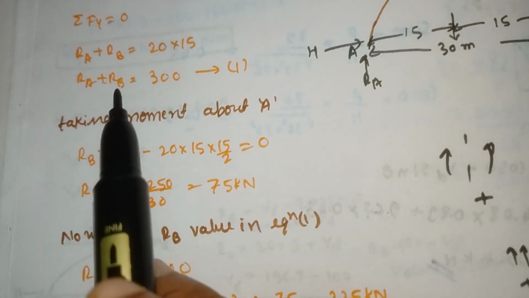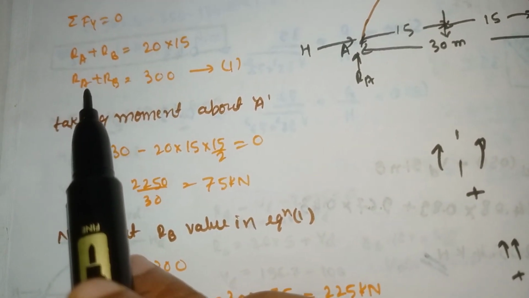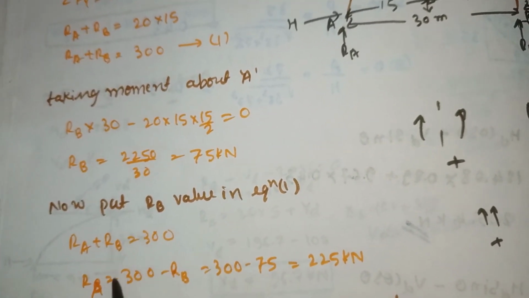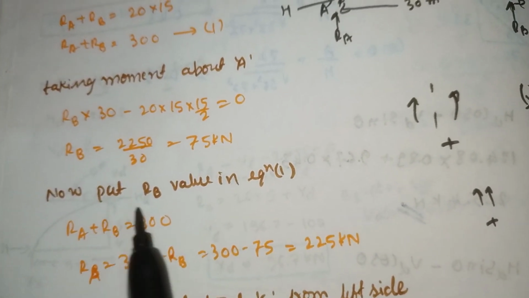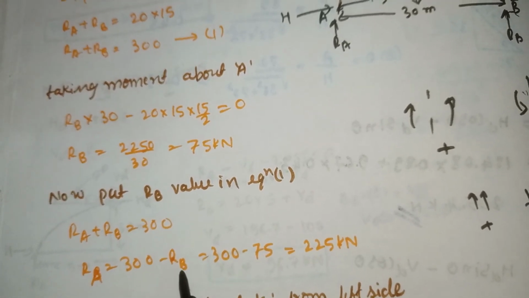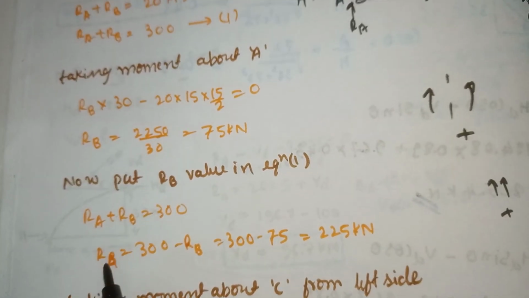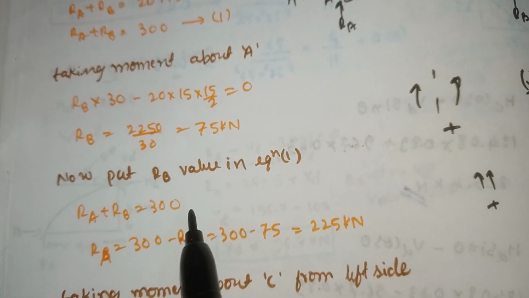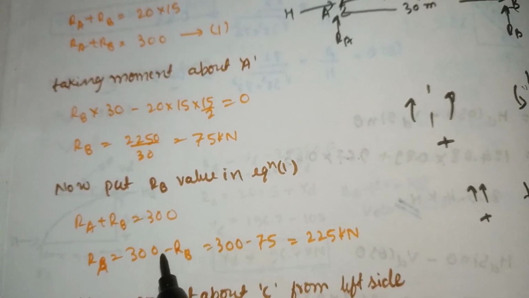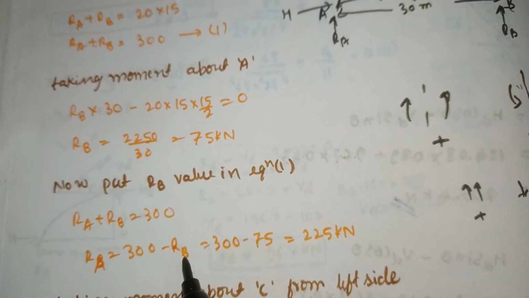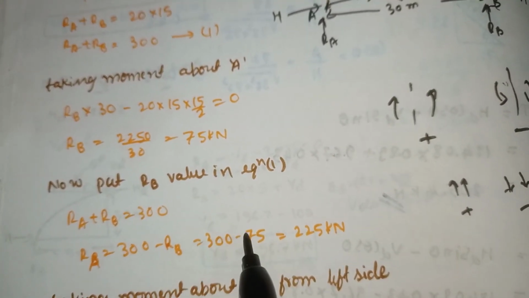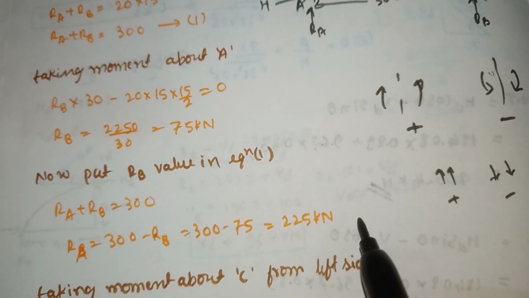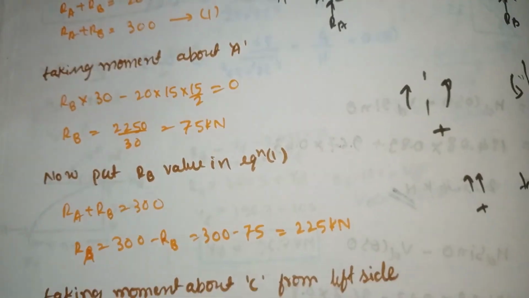Now put the RB value in equation number 1 and we'll get the RA value. Equation 1 is RA plus RB is equal to 300. So RA is equal to 300 minus RB, taking RB to the right side. Now substitute the value: 300 minus 75, since the RB value we got is 75. It will come out as 225 kilonewton. This is the value of RA.